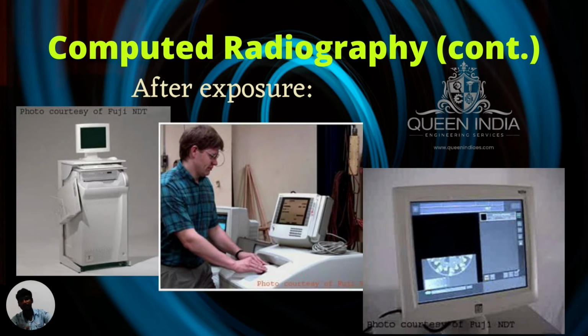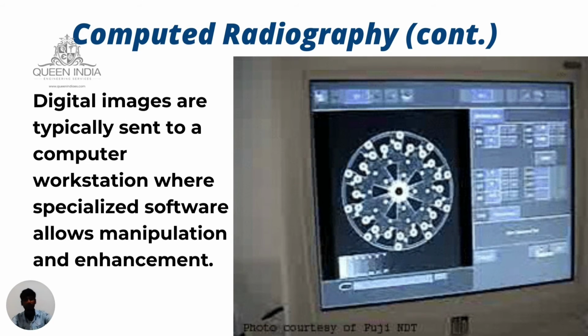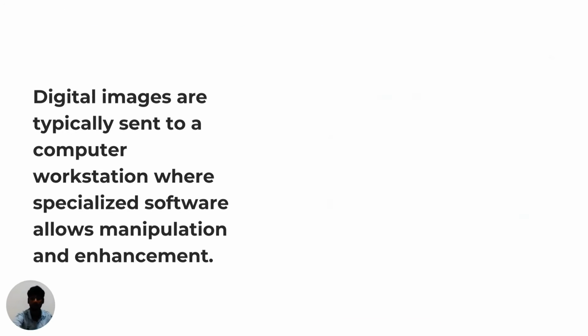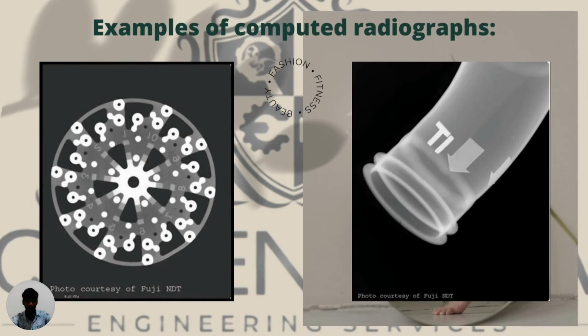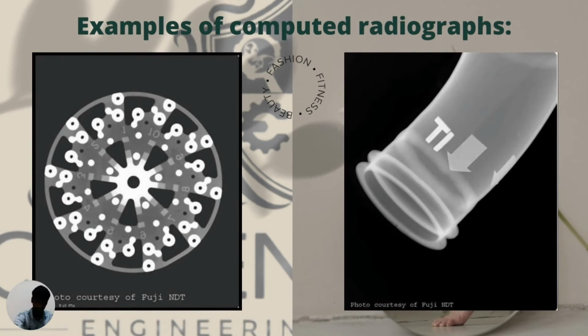After exposure in the computer radiography method, this is the photoelectric process of Fuji NDT. This is a photo current of Fuji. The digital image is typically sent to a computer workstation where specialized software allows manipulation and enhancement. This is the process of NDT. This is an NDT photograph example of computer radiography.